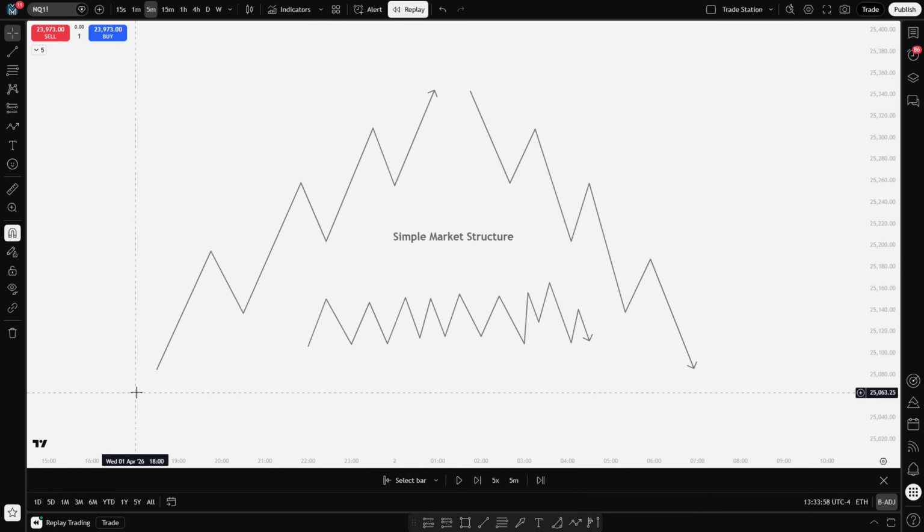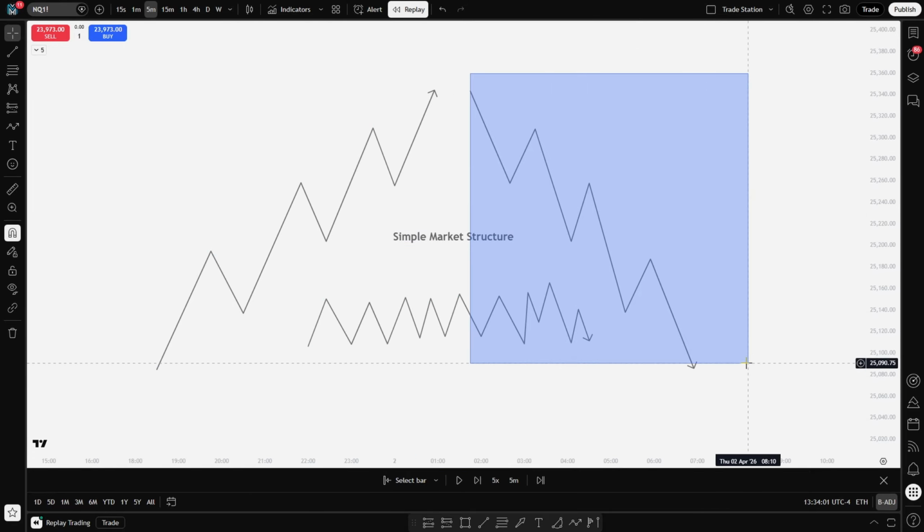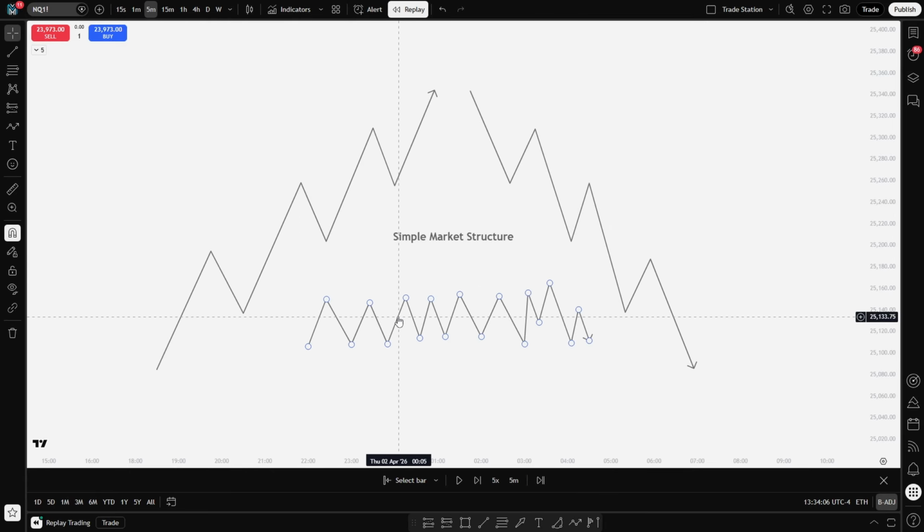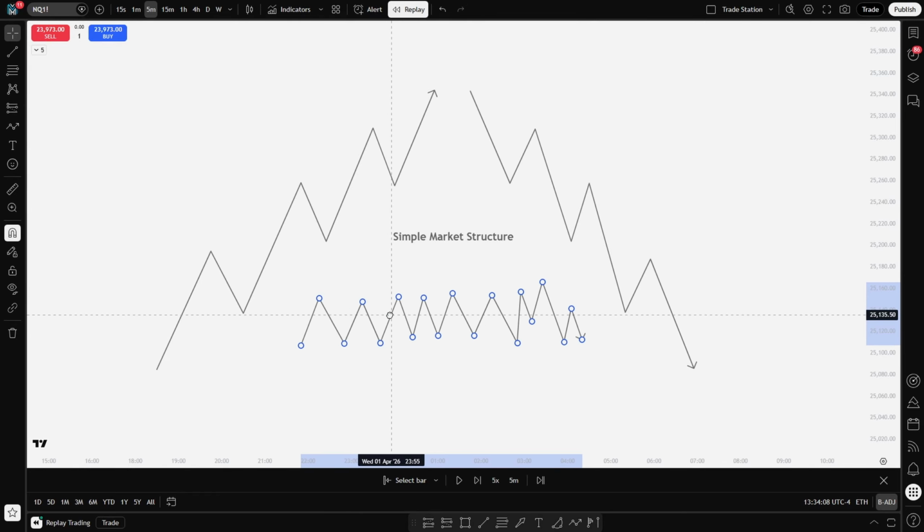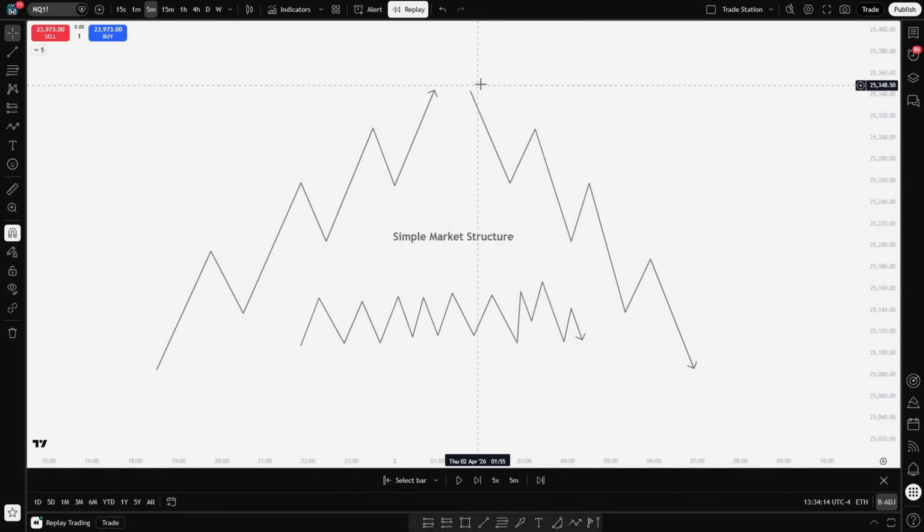You need to be able to identify whether price goes up or down. You do not want price to go sideways, aka a consolidation. This is where the strategy does not work. Price has to either move up or down.